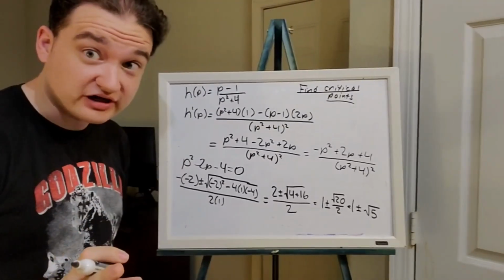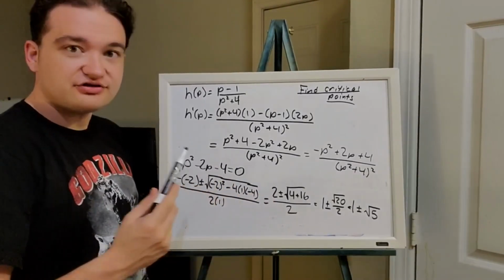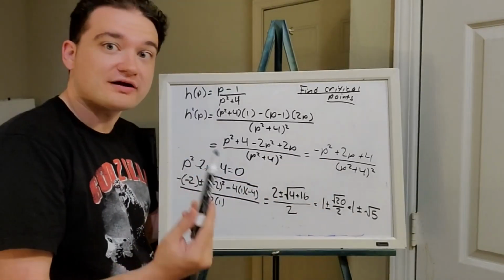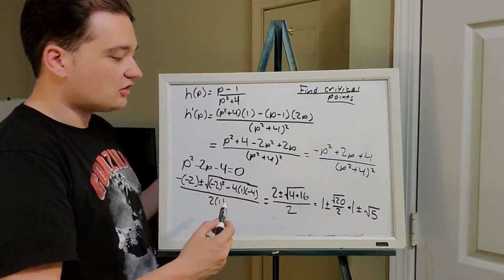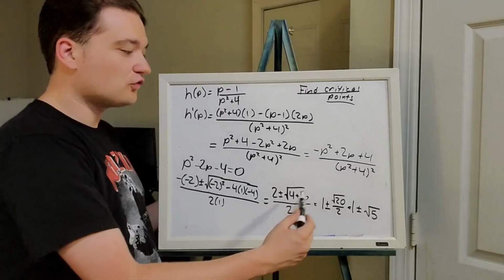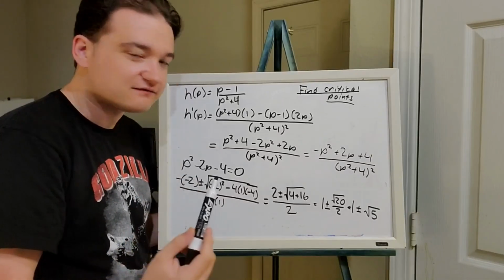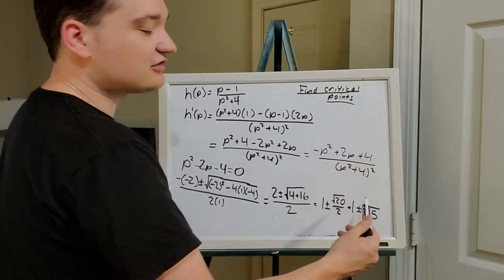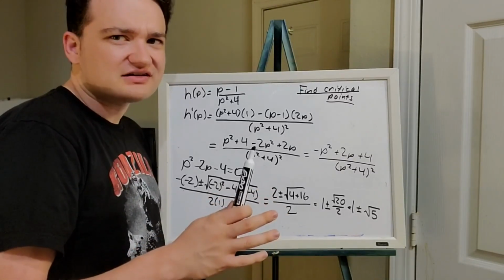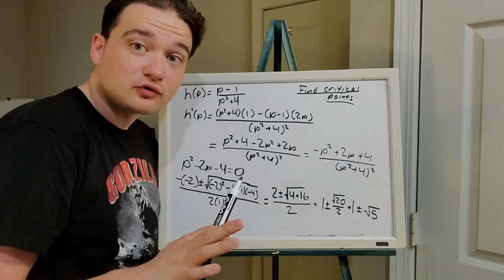Okay, I applied the quadratic formula, and you can see that the values of p that solve this, that make our numerator equal to 0, that make our derivative equal to 0, are 2 plus or minus the square root of 20, divided by 2, or 1 plus or minus the square root of 20 divided by 2, or if we simplified it even further, 1 plus or minus the square root of 5. So that'd be about 3.236 and negative 1.236. That's not important.